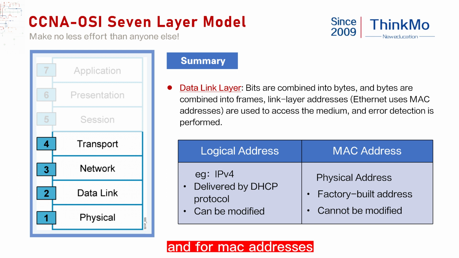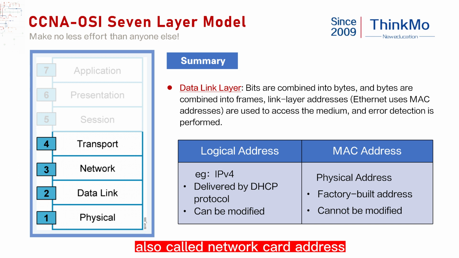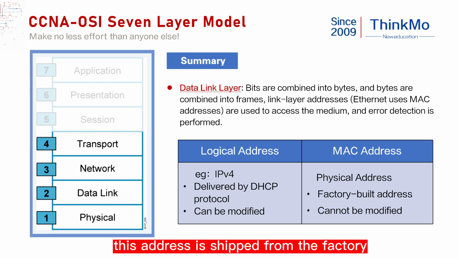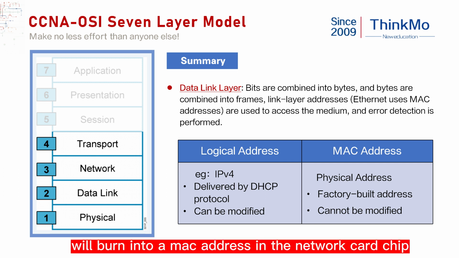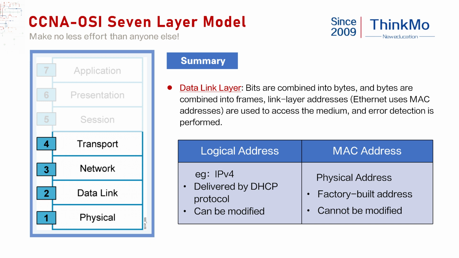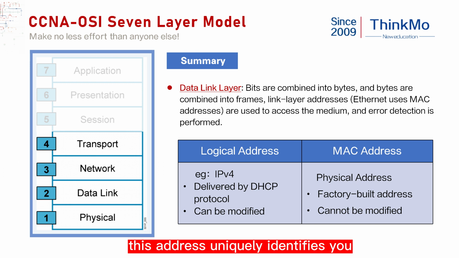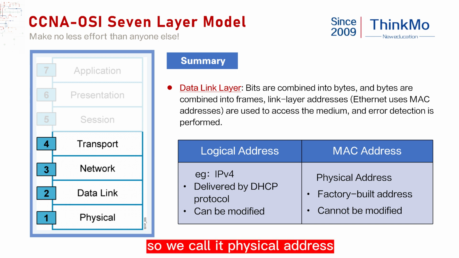And for MAC addresses, it is also called physical address, also called network card address. This address is shipped from the factory. Each NIC is shipped from the factory and will burn a MAC address into the network card chip. We call it a physical address. This address uniquely identifies the network card you use. It can't be changed. So we call it a physical address.